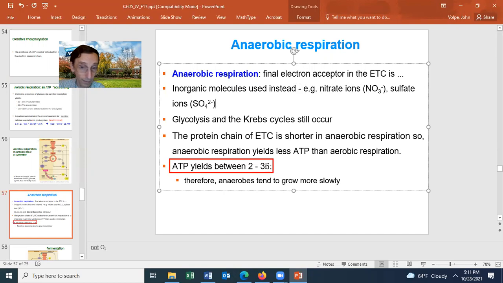Other forms of anaerobic respiration are not as good at generating as much ATP, and they will be less than 36, but more than 2. So anaerobic respiration yields between 2 and 36 ATP. Therefore, anaerobes generally grow slower than aerobes because they do not generate as much ATP from a molecule of glucose. Any question about any of that?